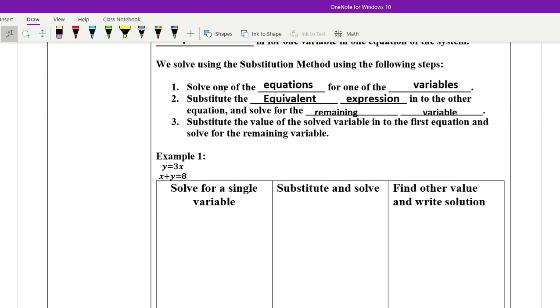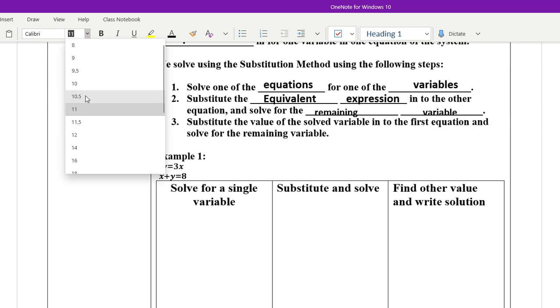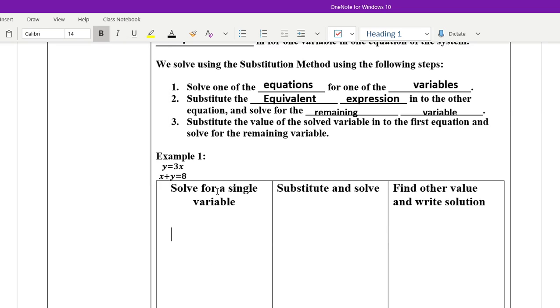Step 1, it says solve one of the equations for one of the variables. In example 1, it's already given us a variable by itself. We have the equation that says y equals 3x. Make sure I use the same equation by having a lowercase y. So in this case, my very first step, I don't have to do anything else. It's already set for me. I just had to choose which equation I wanted to use.